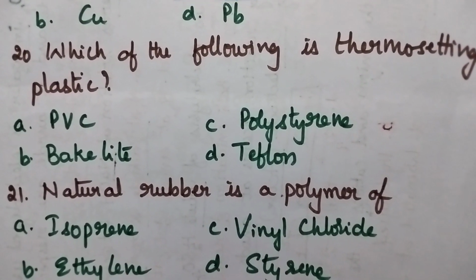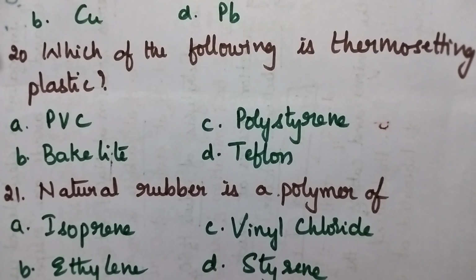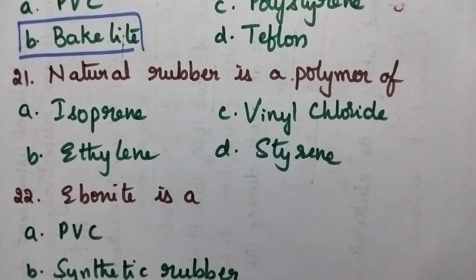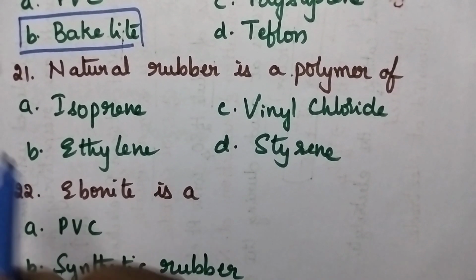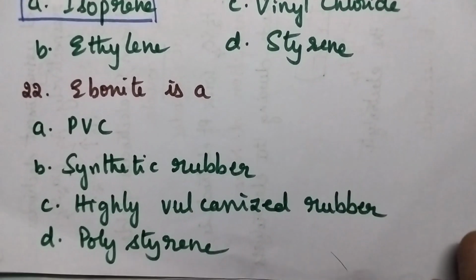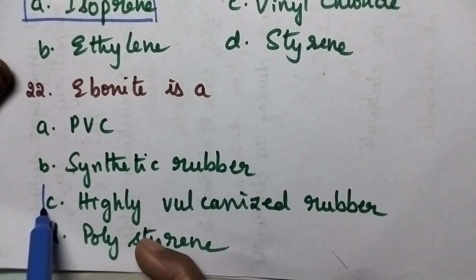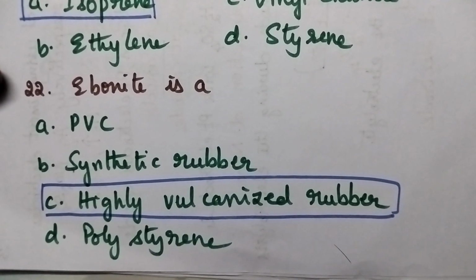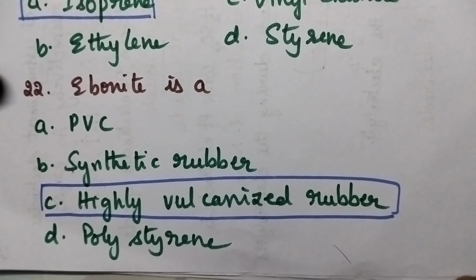Which of the following is thermosetting plastic? Bakelite. Natural rubber is a polymer of isoprene. Ebonite is a highly vulcanized rubber. In general, it contains 32% of sulfur.